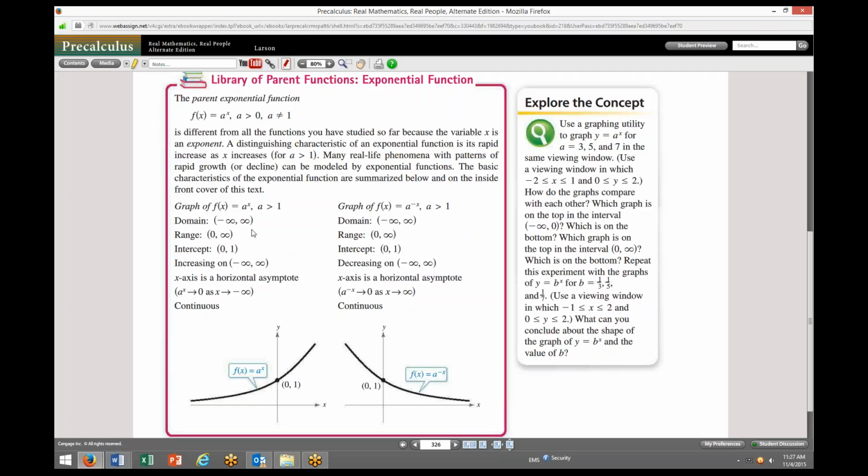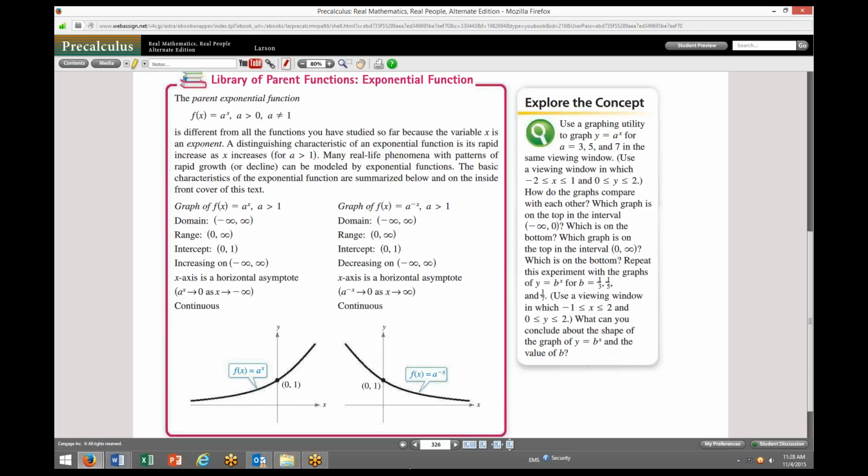And so, yes, it has the infinite domain of all real numbers from negative infinity to positive infinity. Notice the range, though, is from 0 to infinity, not including 0, because a to the x, as long as x is a real number, and a is a positive number, can never get down to 0. There is no positive number you can raise to any power x and have it be equal to 0. It's not difficult, it's impossible.